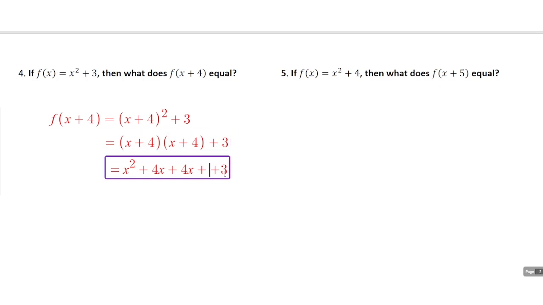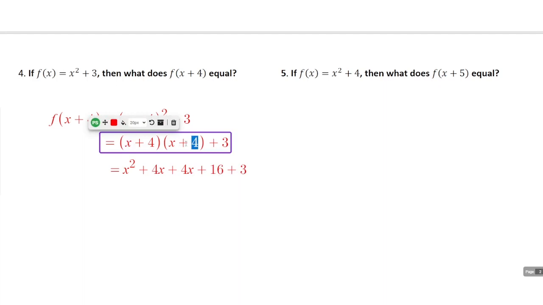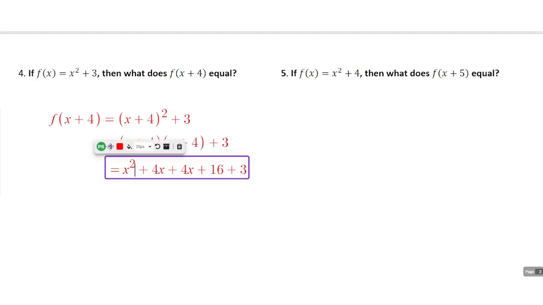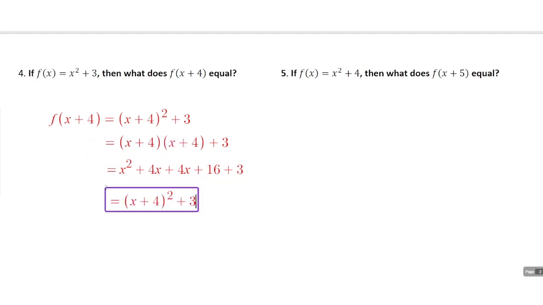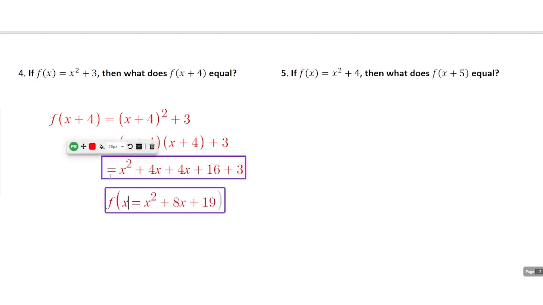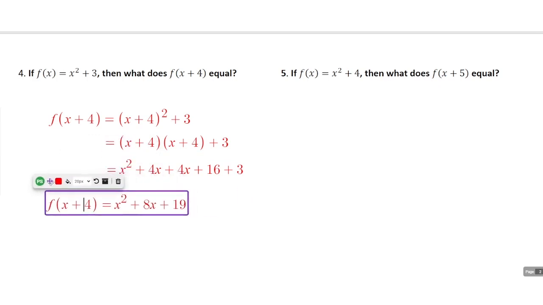And then plus 16. We have it twice because we have to multiply this x by this 4, but also this x by this 4. That's why we're getting the 4x twice. Then if we combine like terms, we are going to have x squared plus 8x, and then 16 plus 3 is going to be plus 19. So f of x plus 4 equals x squared plus 8x plus 19.